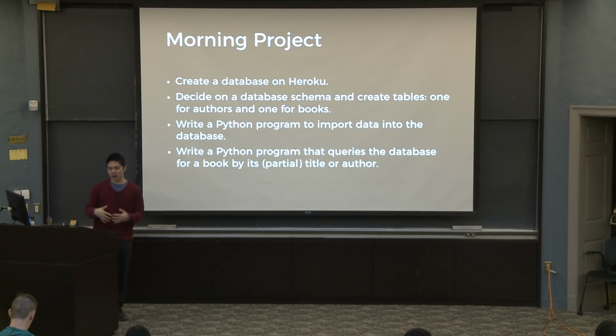And then if you have time, write a Python program that lets you type in a title of a book or the name of an author, or if you'd like to, a partial title or a partial match of the author's name, and returns you all of those possible results. And so you can definitely use the source code examples that we use today as a starting point for that.